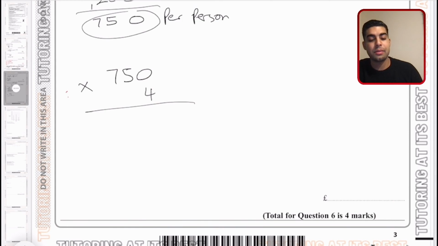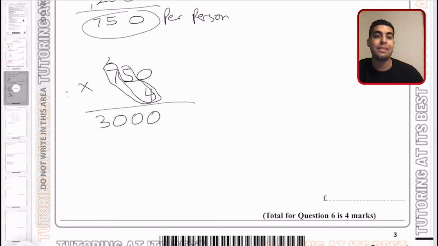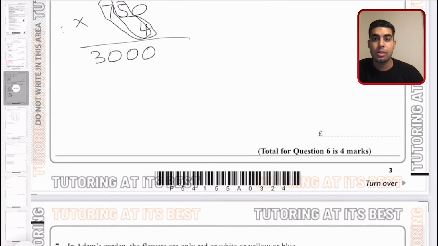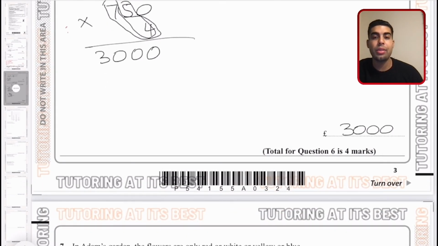We know that 0 times 4 is 0. We know 5 times 4 is 20, so we'll carry that 2. And we know that 7 times 4 is 28. And if we add that 2, that gives us 30, so 3,000. So all in all, it will cost us £3,000 for the holiday for 4 people and 7 days.